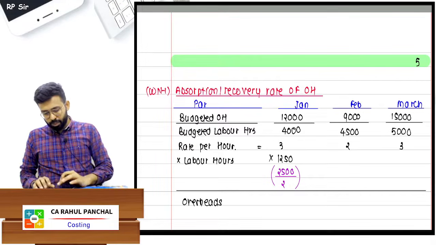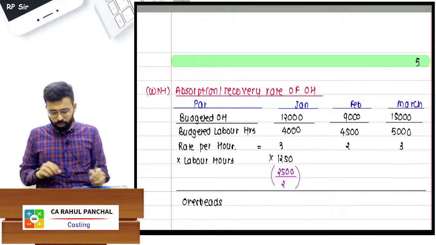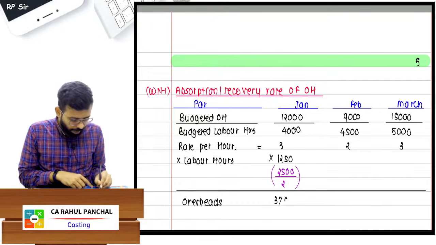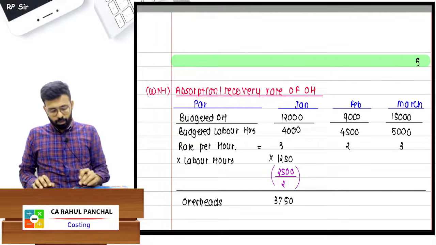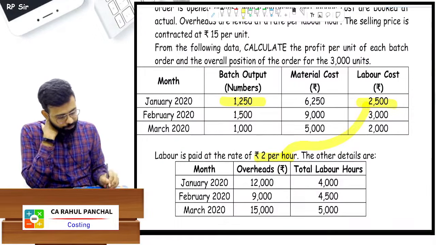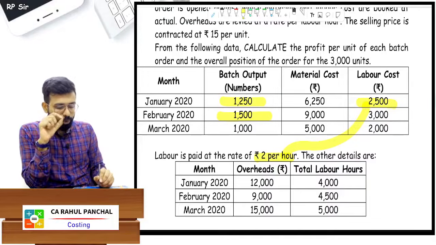So 3 rupees per hour, so 3 rupees into 1250. I am calculating with reference to batch. This will be recovered 3750 per batch. Again, in the month of Feb, in one batch we have produced 1500.